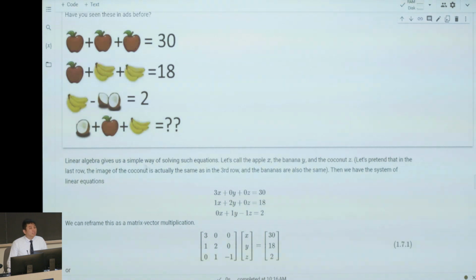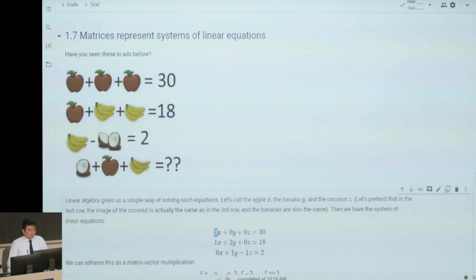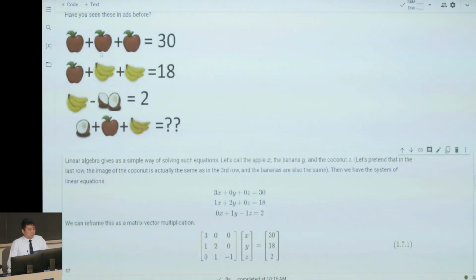So linear algebra gives us the way to solve these equations. So instead of apples, let's call those x. So each of these is an x. So there's 3 x's. There's 0 bananas and 0 coconuts. So 0y, 0z, and that gives us 30. So I've rewritten all 3 of these first equations over here. And the subtlety is you just assume that these 2 are the same and these 2 are the same. Because that's how they try to trick you in the meme.